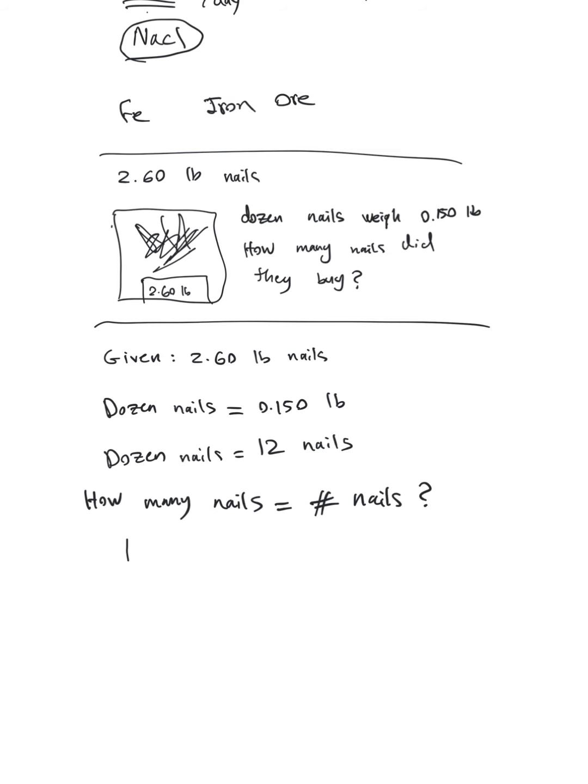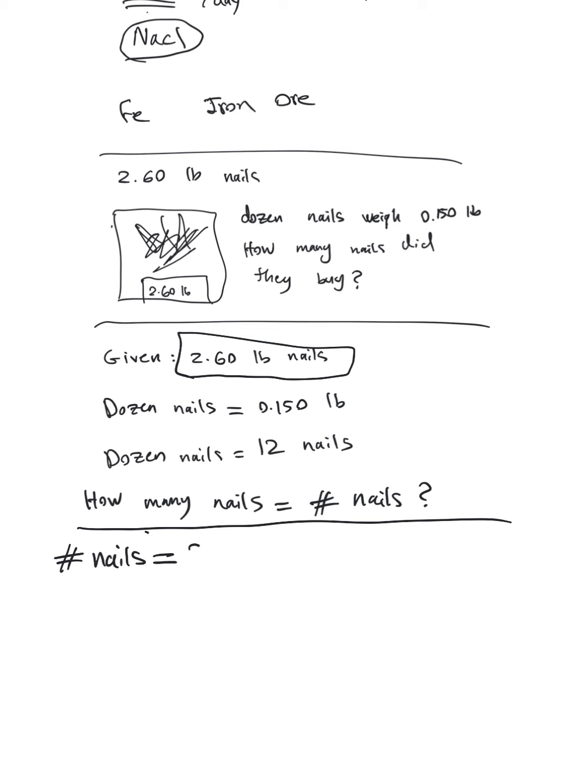What I always recommend you to do is that anything that you want to find, or that is missing, you write, number of nails equals. So anything that you want to calculate, you write it down, and then you have an equal sign. And then anything that is given in your problem, you write it on the right side of the equation. So here we have 2.60 pounds of nails. This is given.